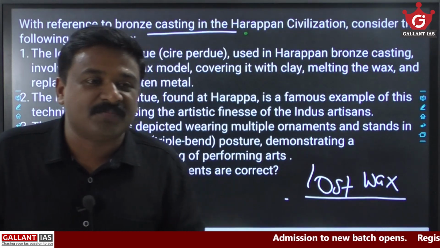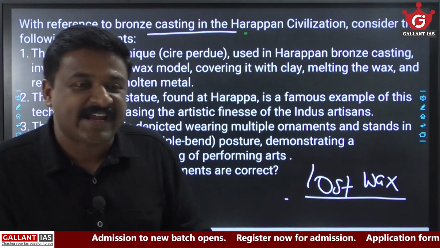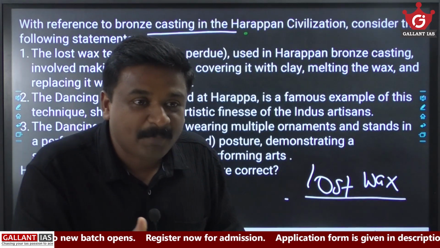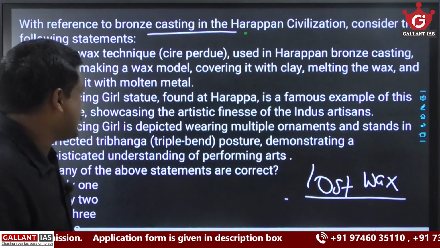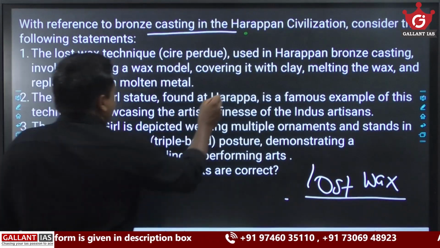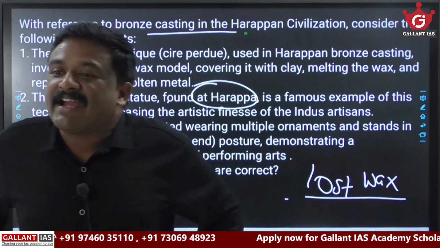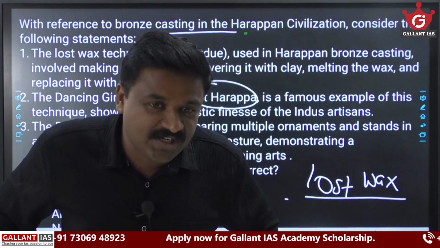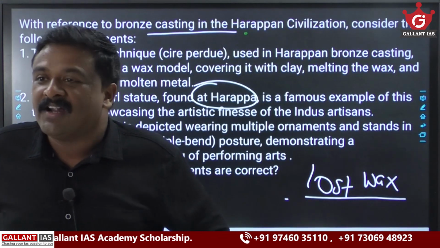Usually what happens with many aspirants is they know that the dancing girl is a perfect example of what? Perfect example of the lost wax technique. But the catch here is, mostly you ignore the catch. What is the catch here? It is not at Harappa. This figure actually belongs to Mohenjo-daro. The tale of two cities of the Indus civilization, Mohenjo-daro and Harappa.